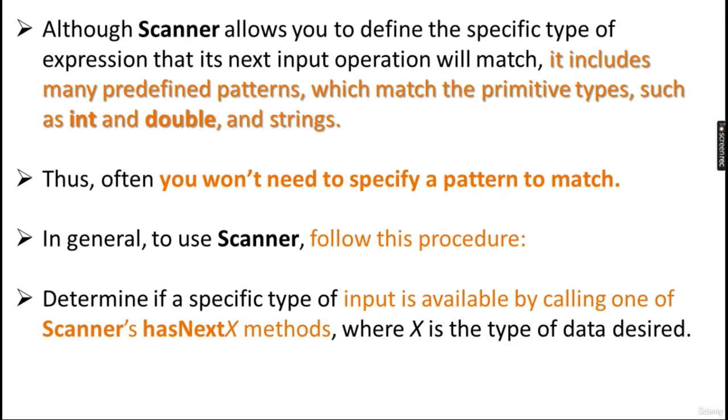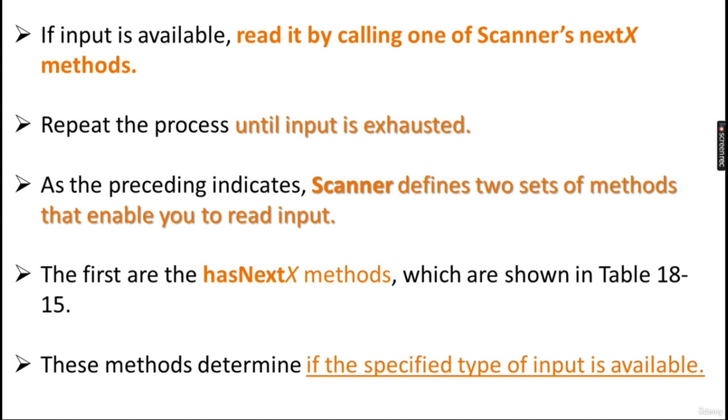To use Scanner, follow this procedure. First, determine if a specific type of input is available by calling one of Scanner's hasNextX methods. So whether input is available or not, true or false, will be determined by the hasNext method, where X is the type of data desired. For integer type of data, suppose you want to take an input from the user. If it is still available, then it will tell you yes, it is available; hasNext methods will return true. If input is available, read it by calling one of Scanner's next methods. Repeat the process until input is exhausted. One by one, read them using hasNext; if it is available, it will return true. Otherwise, it will return false.